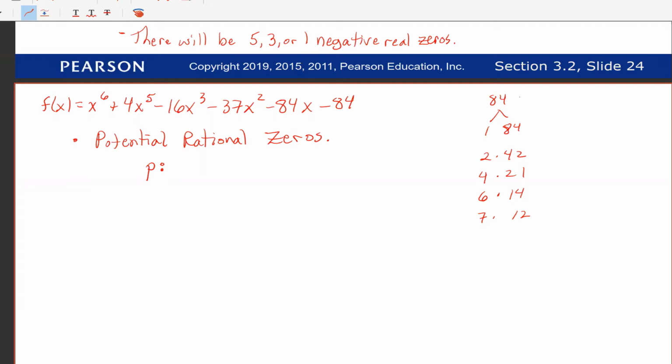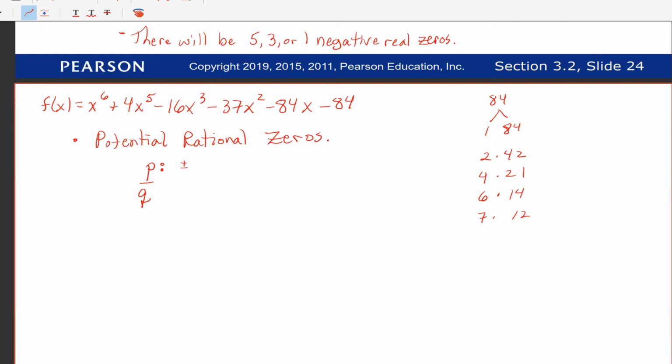So that's the process I would follow. Just go down one by one with the integers and then divide it into the number until you've exhausted the list, like we just did. And by the way, because the leading coefficient is 1, that's just plus or minus 1.